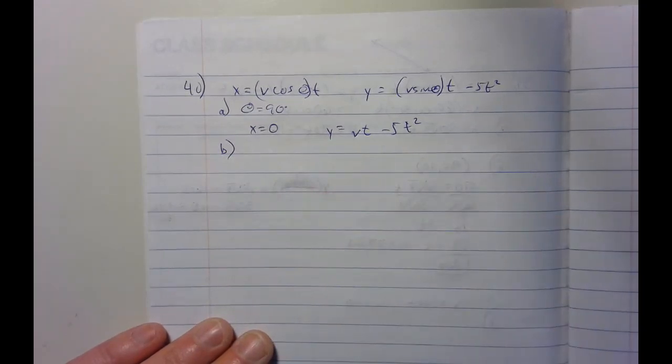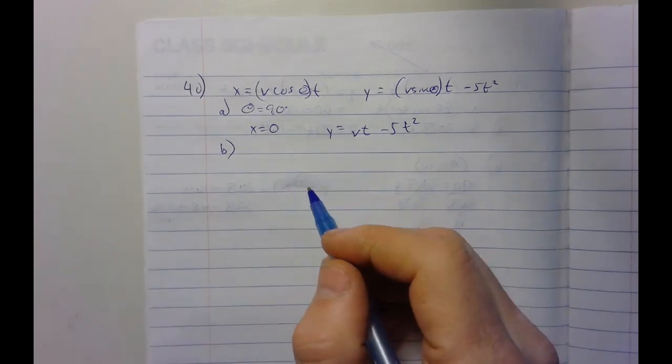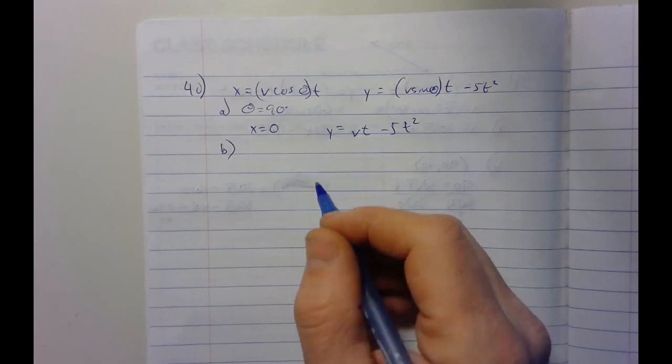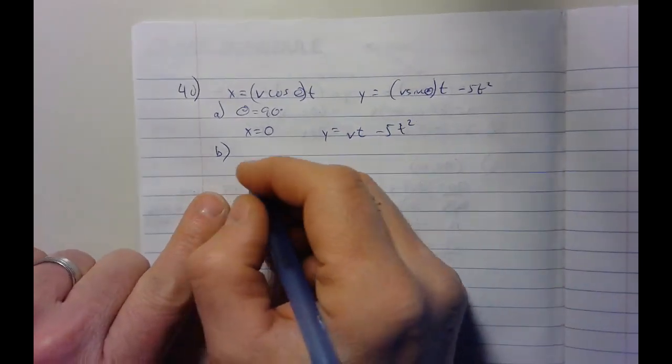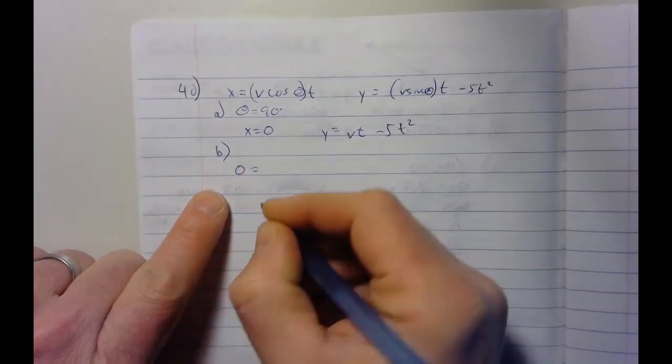Part B: show that the projectile will hit the ground when t equals v sine theta over 5. Then show that the x value when the projectile hits the ground is such and such. If we think about when it hits the ground, that means that y equals 0.